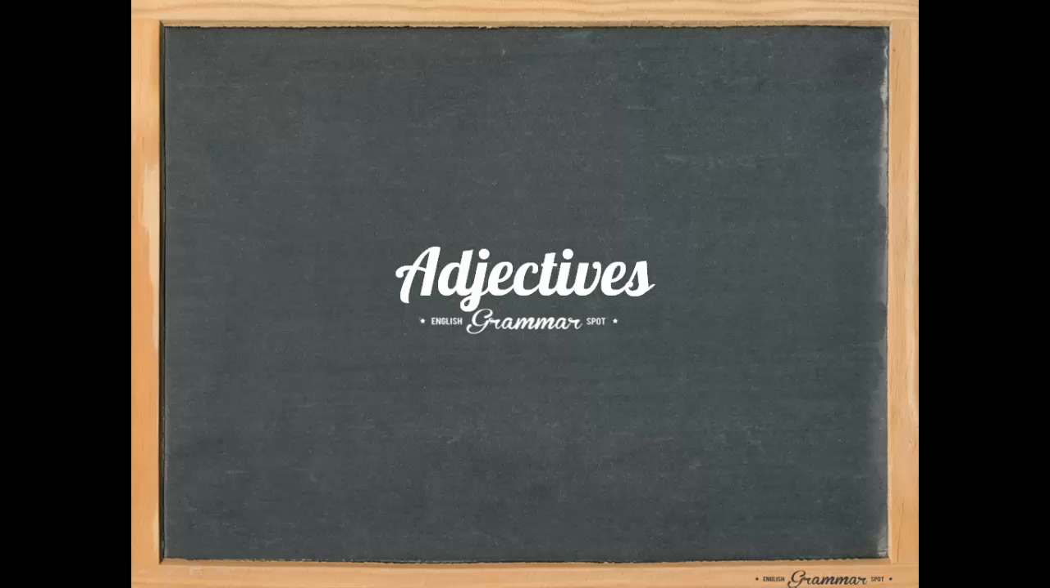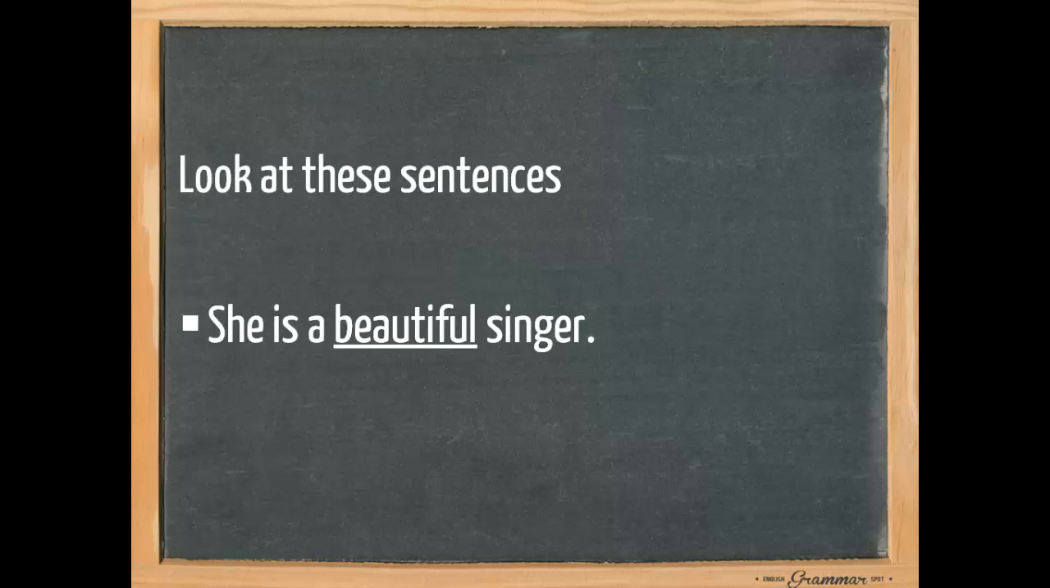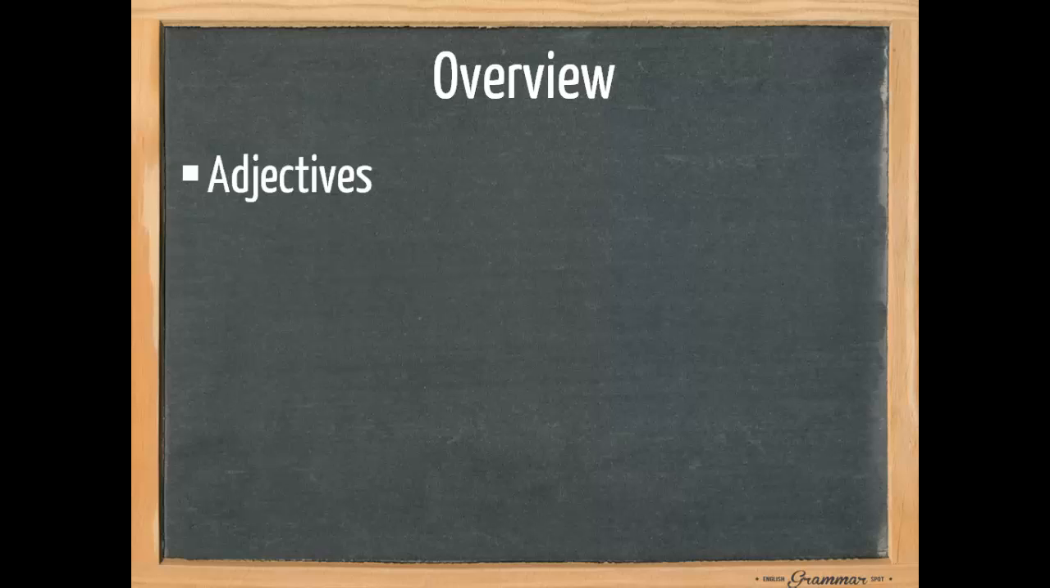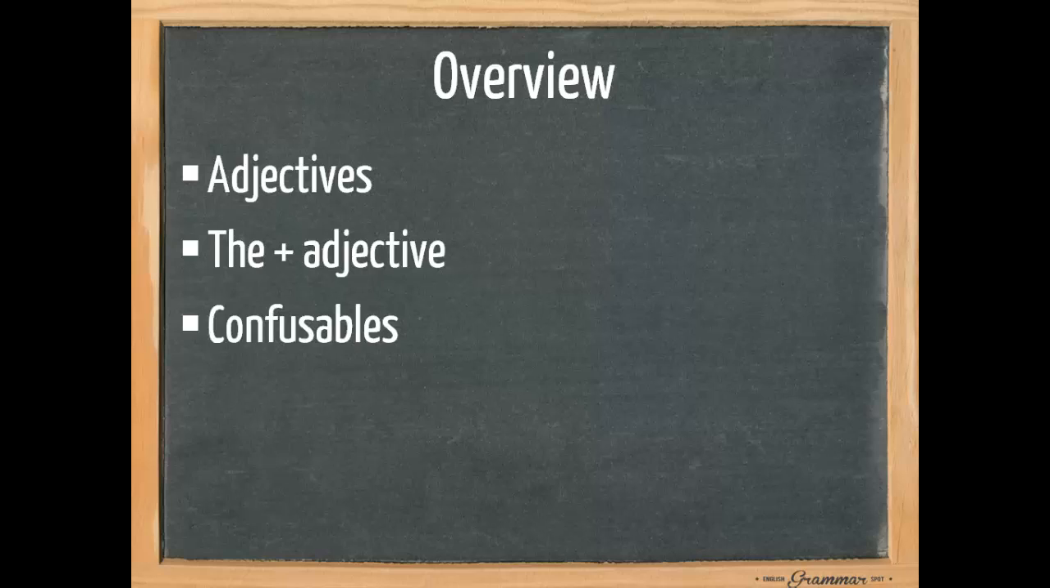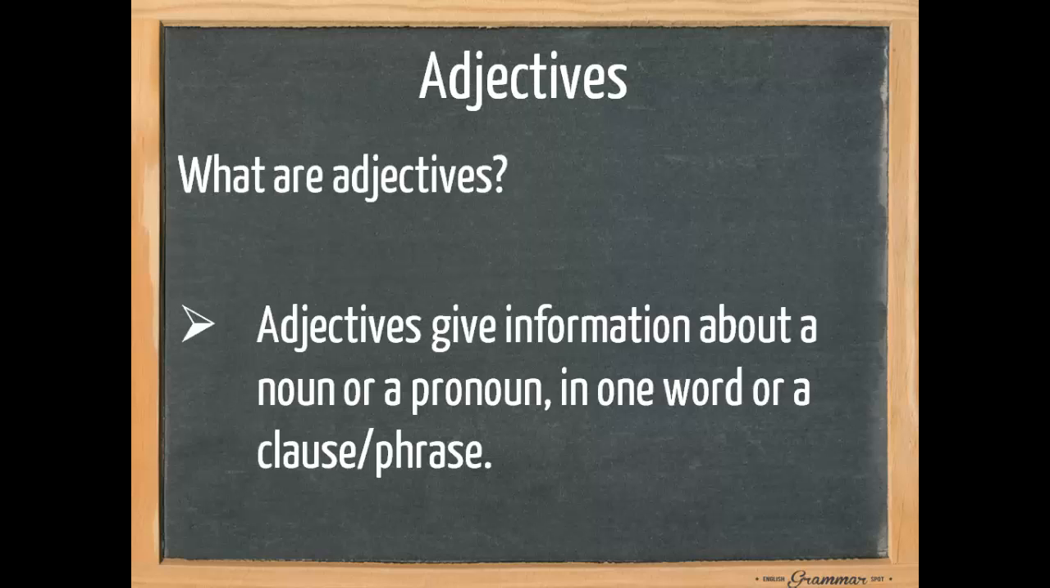This lesson is about adjectives. Take a look at these sentences. She is a beautiful singer. He became poor after the war. Both the underlined words are what we call adjectives. In this lesson, I'm going to show you what adjectives exactly are. I'm going to explain something about the construction that we call the plus adjective, and I'm going to take you through some common confusables.